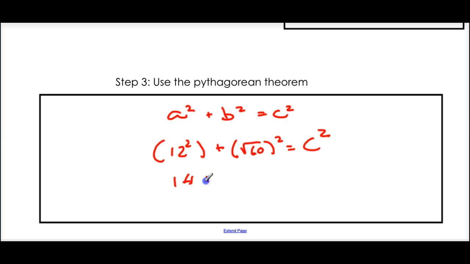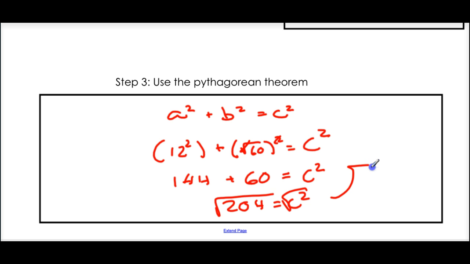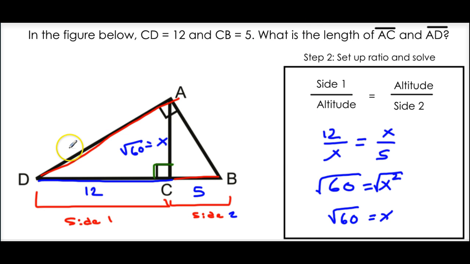This gives you 144 plus, put this in your calculator with the parentheses. If you do that, you should get just straight 60. The square root and the square cancel each other. And that gives you c squared. We add these together: 204 equals c squared. Finish it off with your nice little square root, and we get the square root of 204 is equal to c. Let's bring that up. Put it in over here. The square root of 204 is equal to AD.